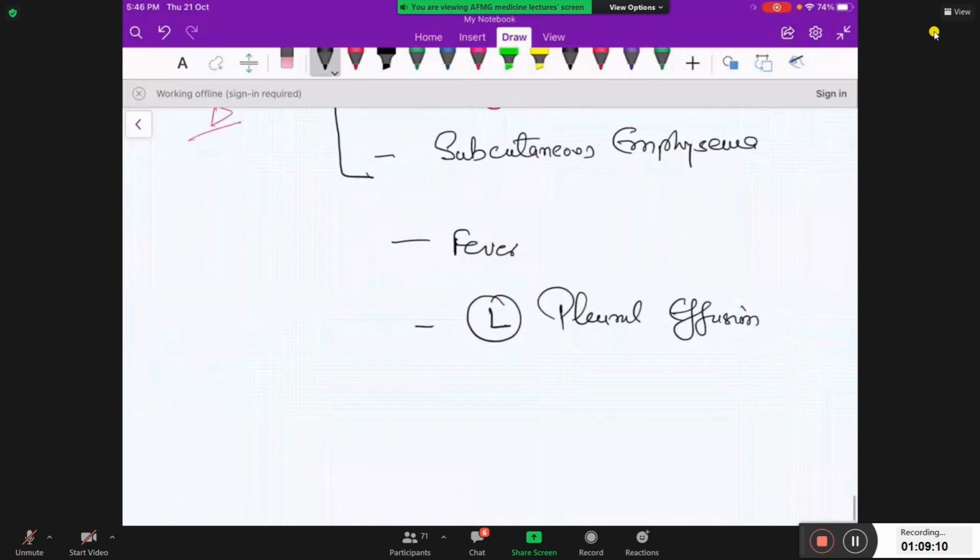Now, can you tell me what is the investigation of choice? Why is there so much silence today? Why are you so quiet? Investigation of choice.